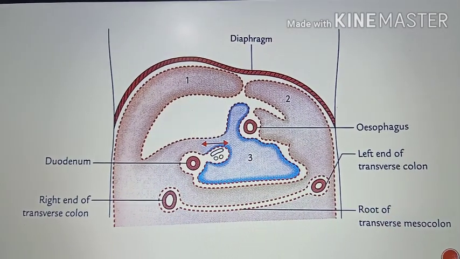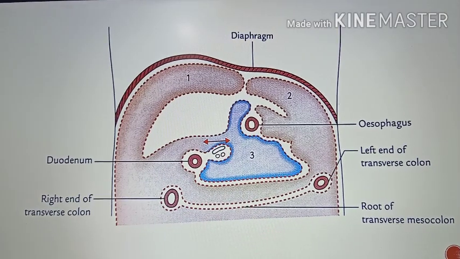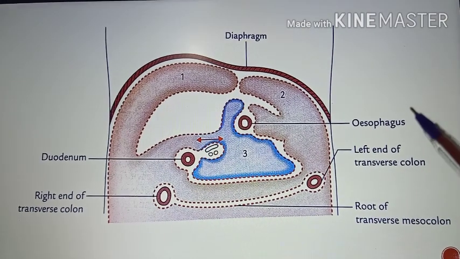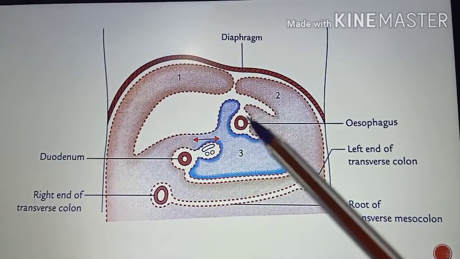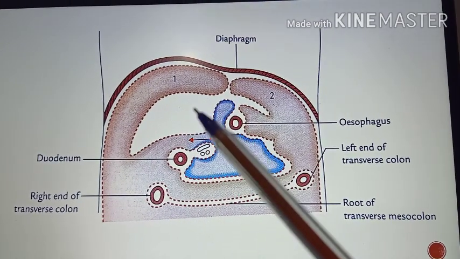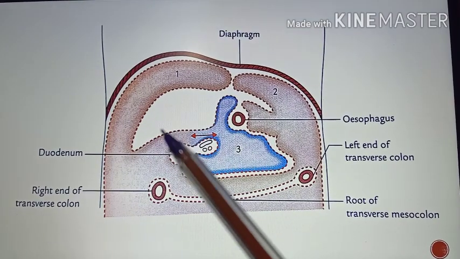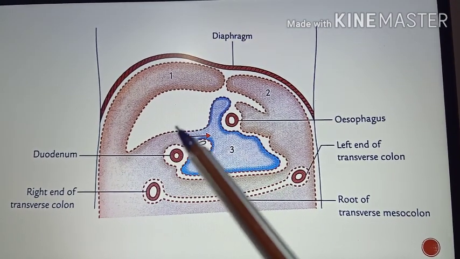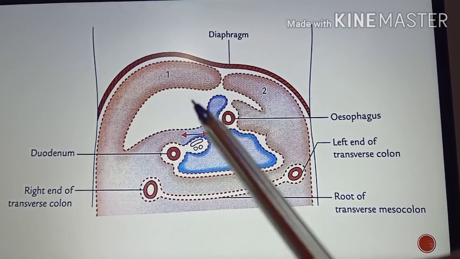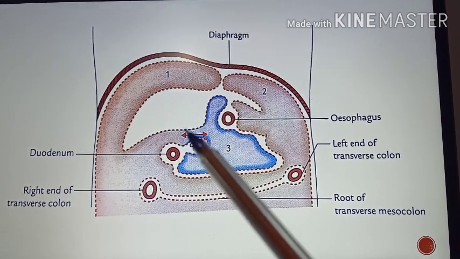So until now we were studying the intraperitoneal recess. Now coming to the extraperitoneal recess. Here the liver was present, but the liver has been removed. You can see in this region the peritoneum is not present. This is called the bare area of the liver.